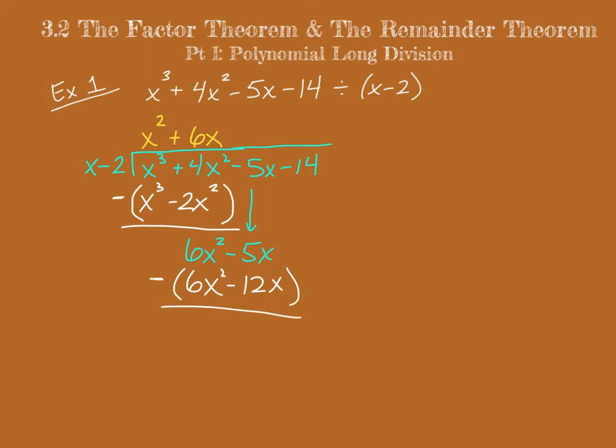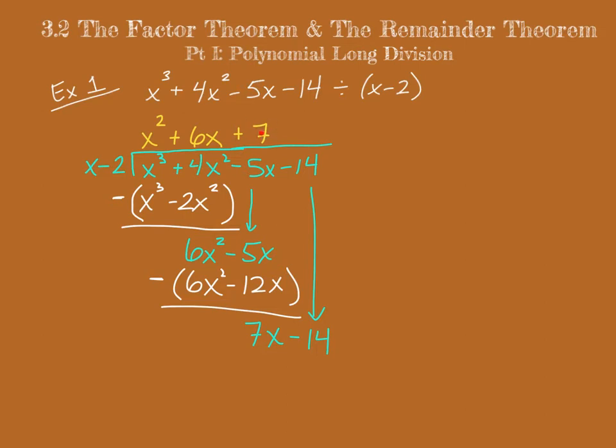Okay, when we subtract, we're doing 6x squared minus 6x squared. That cancels. Then we're doing negative 5x plus 12x. So that gives us 7x. Then we bring down the minus 14 and we repeat our process again. All right, so x times what gets us to 7x? That's a positive 7.